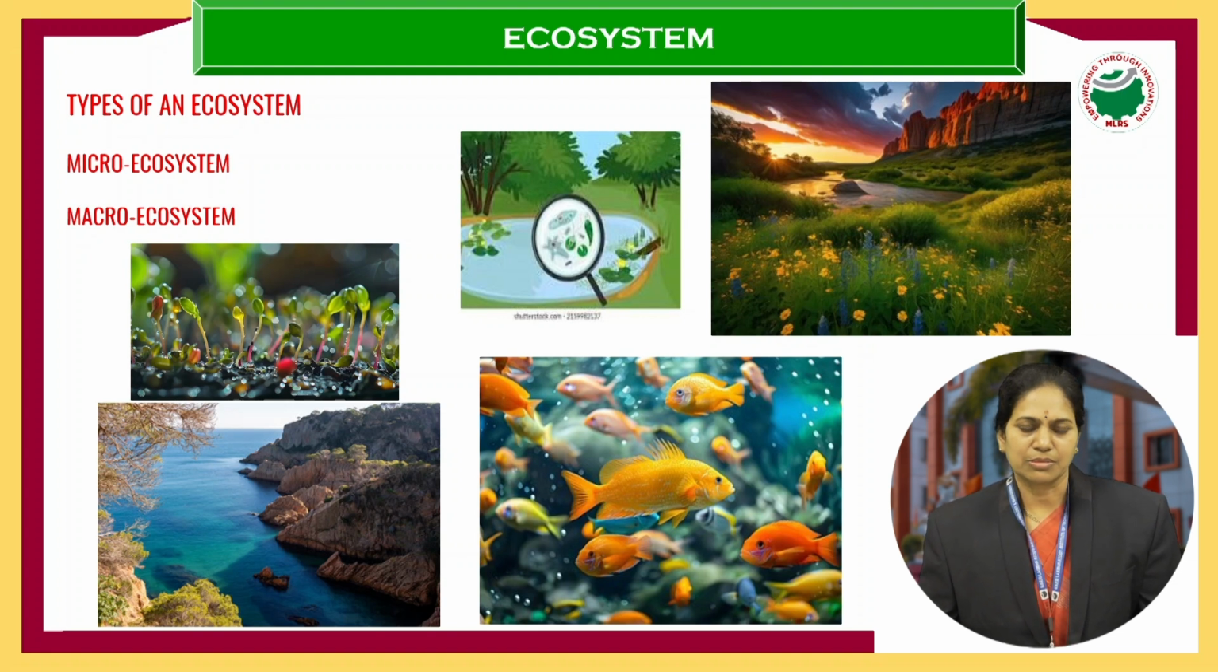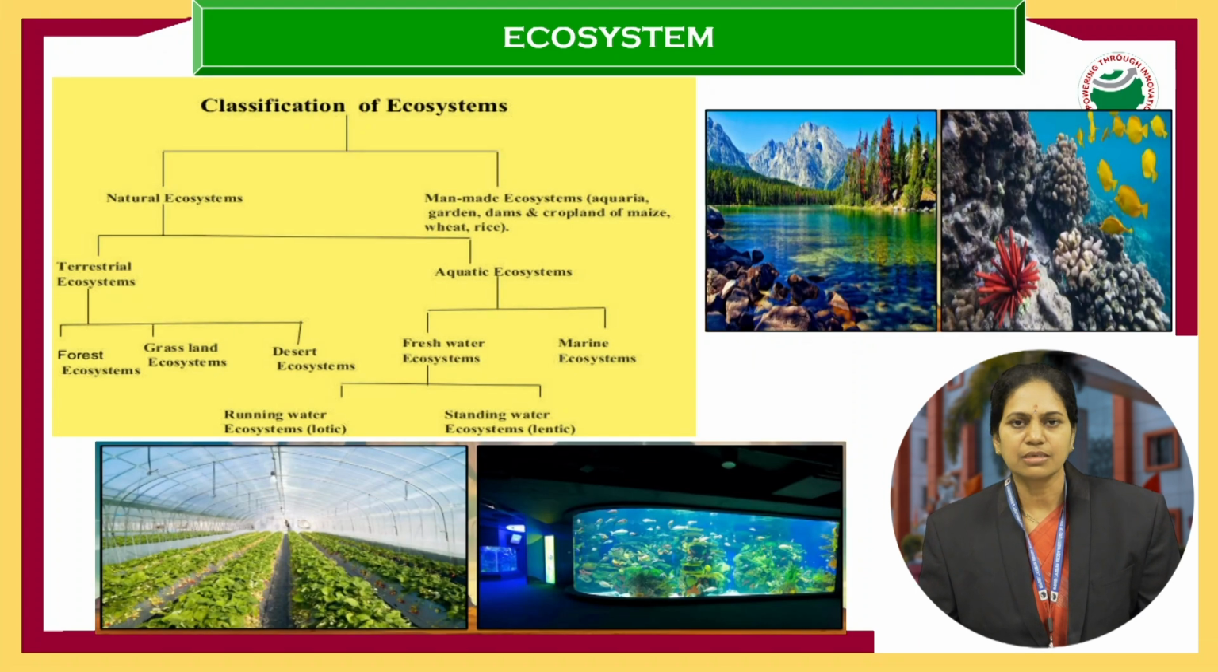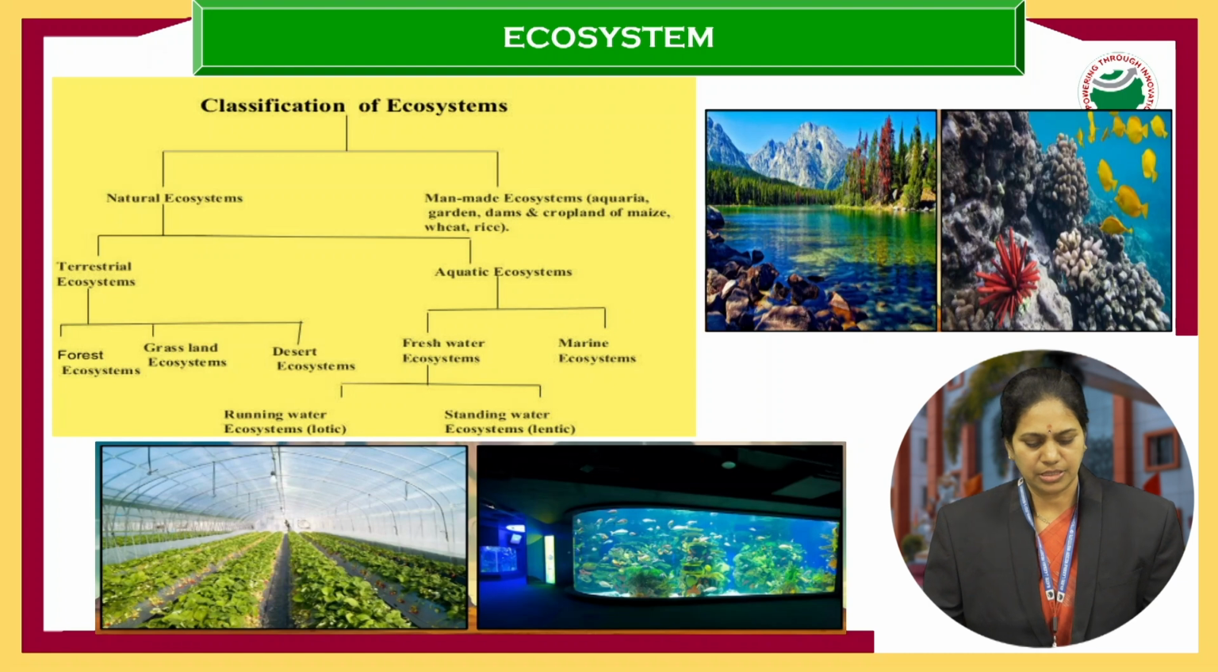And a macro ecosystem, of course, can be as large as an ocean, as large as a forest. So two types of ecosystems, micro ecosystem and macro ecosystem. Next, what is the classification of an ecosystem? What are the main classifications in an ecosystem? First one is the natural ecosystem and the second is the artificial ecosystem or anthropogenic ecosystem. So it is mainly classified into two types, natural and artificial or anthropogenic ecosystem.